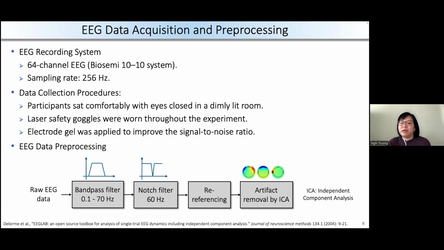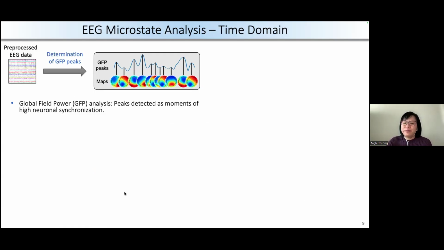Then we reference to the average signal and use ICA to remove artifacts. This helps to eliminate non-neural artifacts such as eye movement or muscle noise, ensuring a clean signal for microstate analysis. When we obtain the clean EEG data, we apply a microstate analysis pipeline. First, we do the time domain, and then we will do the frequency domain later.